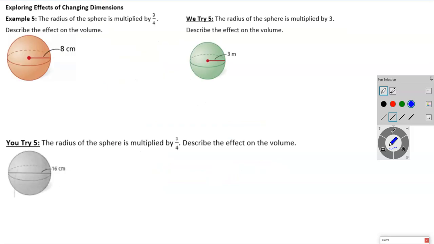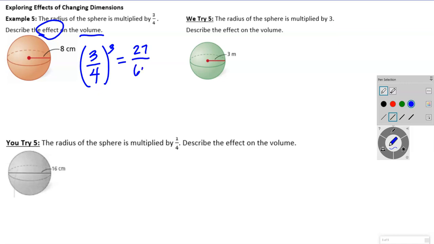All right, so the next one just says the radius of the sphere is multiplied by 3/4. Describe the effect on the volume. So we're going to take that 3/4, and because it's volume, we're going to cube it. So 3 times 3 times 3 is 27. 4 times 4 is 16, times another 4 is 64. So this, we try 5, says the radius of the sphere is multiplied by 3, so that's our change, and then its effect on volume. So we're going to do 3 to the third again. So it's going to be 27 times bigger. The first one was smaller, right, because it's a fraction.